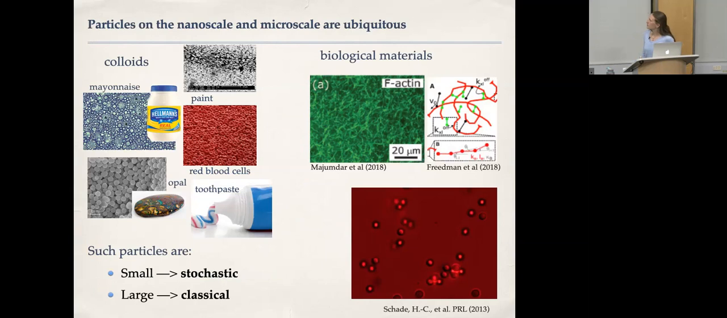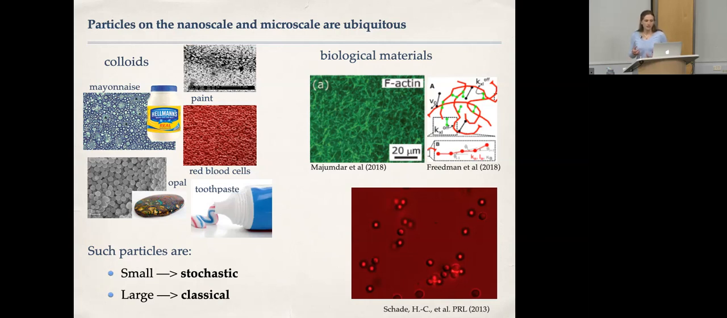My talk today will be focused on particles with diameters of nanometers to micrometers. Such particles are often called colloids, generically. And such particles form the building blocks for many of the materials that we see around us. I'm showing some examples here: mayonnaise, paint, opal, toothpaste, et cetera. When I say they form the building blocks for these materials, what I mean is that the macroscopic properties of these materials arise from the microscopic interactions between these particles.